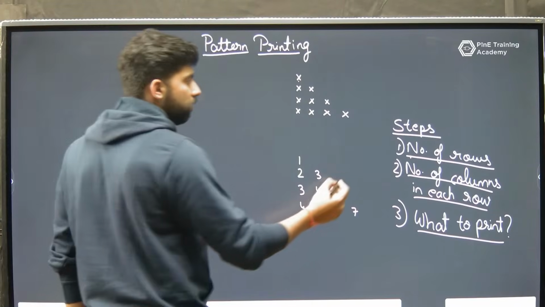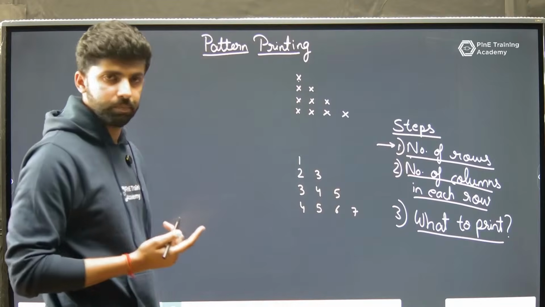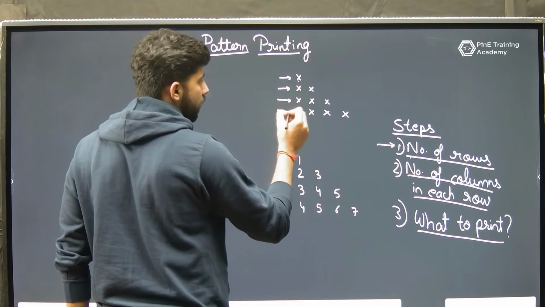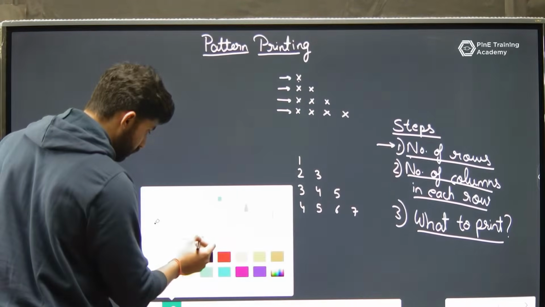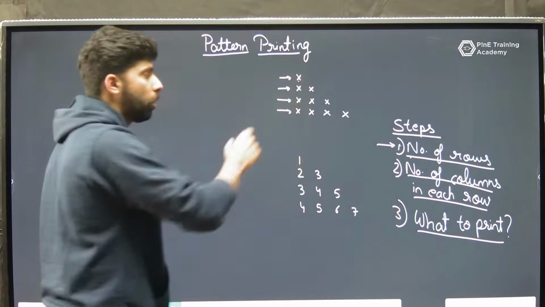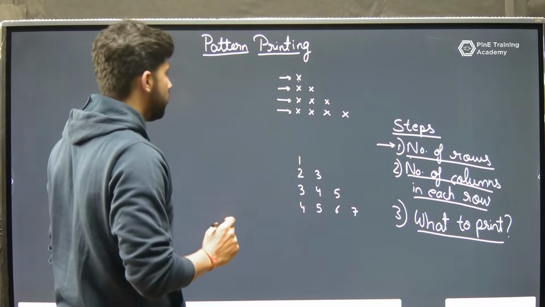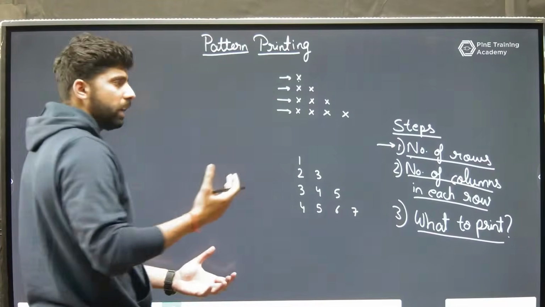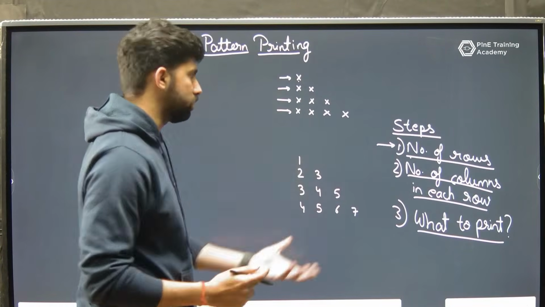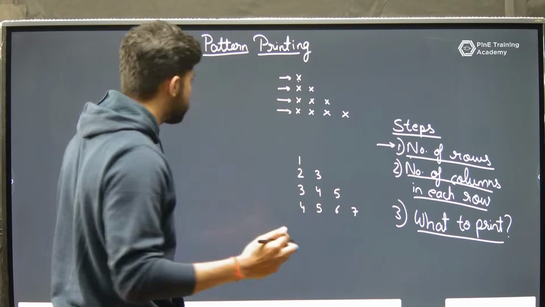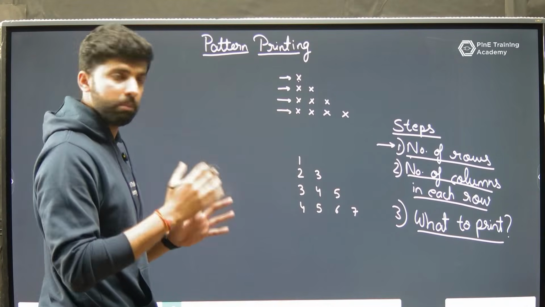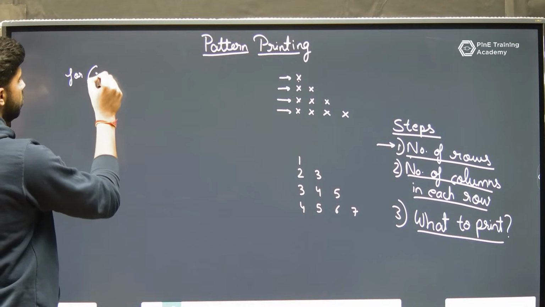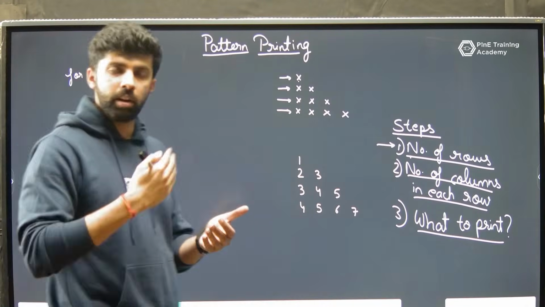Now, as I said, we will first figure out number of rows. We have 1, 2, 3, and 4. Total 4 rows. Next, we will figure out number of columns in each row. But let's just first write the loop for number of rows. We know that we need to print 4 rows. So first loop will always be for number of rows. So we will write a loop which can run 4 times.